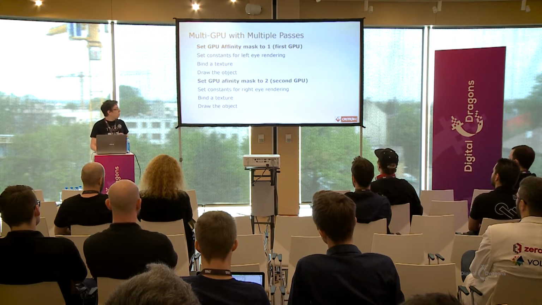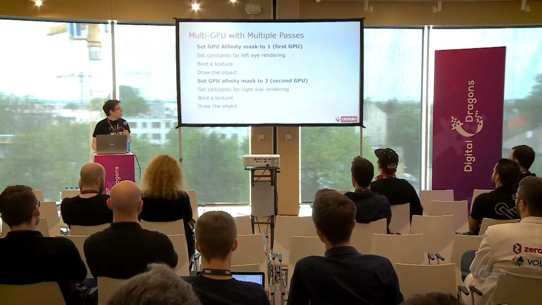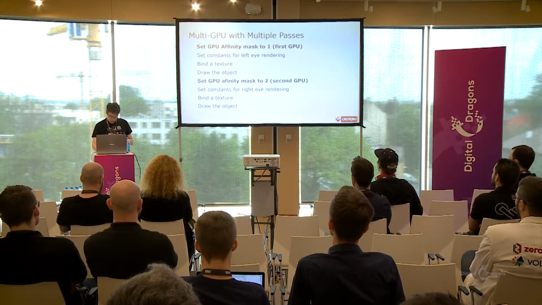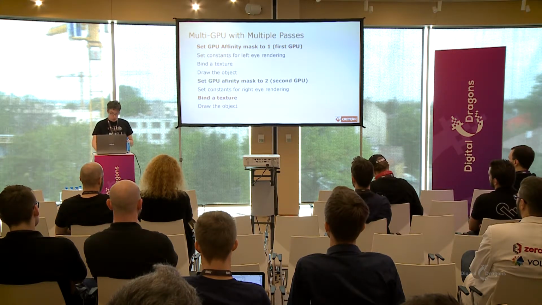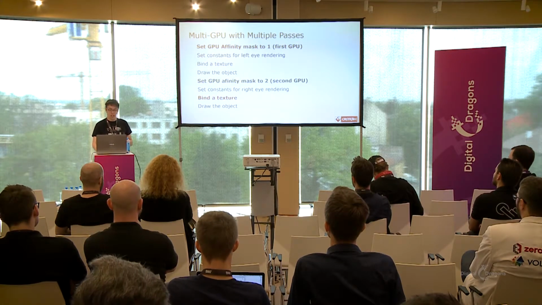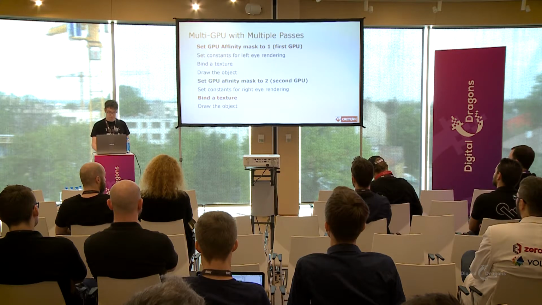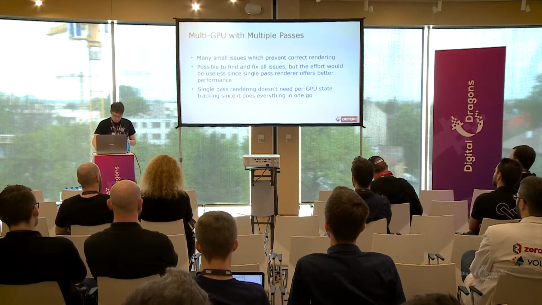We then set the affinity to the other GPU. We'd set the constants, we'd bind the texture, but the engine is optimized, and it thinks the texture is already bound, so it doesn't do anything. Texture is still bound on the first GPU, and it doesn't get bound on the other one. We draw the object, transfer the image, and it's a mess because of the missing texture. The texture is just an example. It could be anything else. It could be a vertex buffer. It could be a state change, or any number of things.